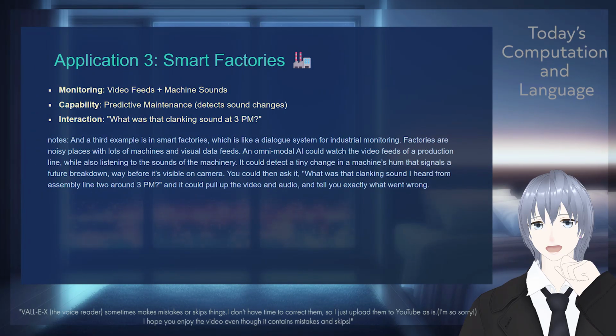And the third example is in smart factories, which is like a dialogue system for industrial monitoring. Factories are noisy places with lots of machines and visual data feeds. Omni-Modal AI could watch the video feeds of a production line while also listening to the sounds of the machinery. It could detect the tiny change in the machine's hum that signals a future breakdown, before it's visible on camera. You could then ask it, "What was that clanking sound I heard from assembly line 2 around 3 p.m.?" And it would pull up the video and audio and tell you exactly what went wrong.